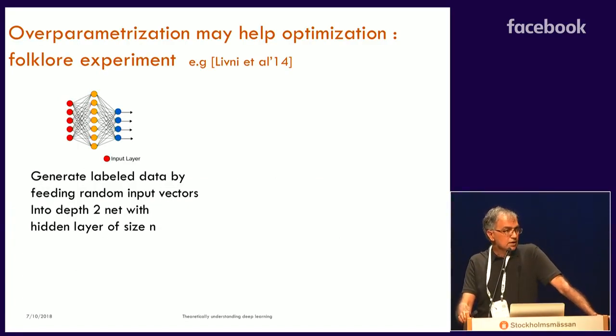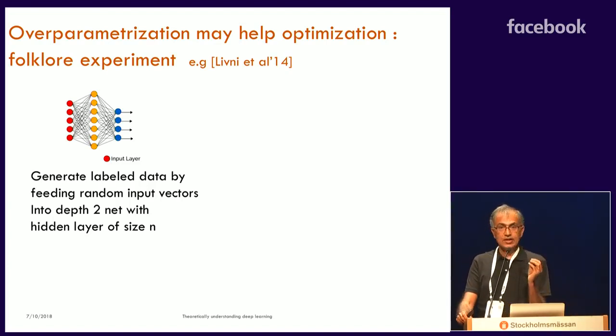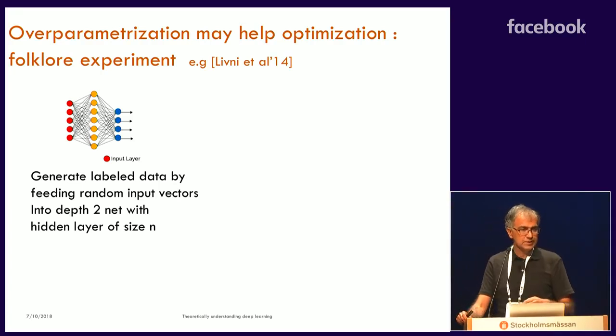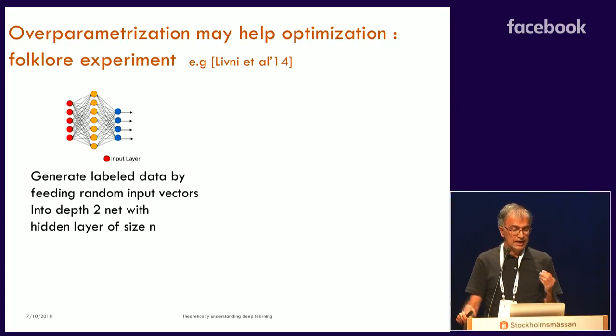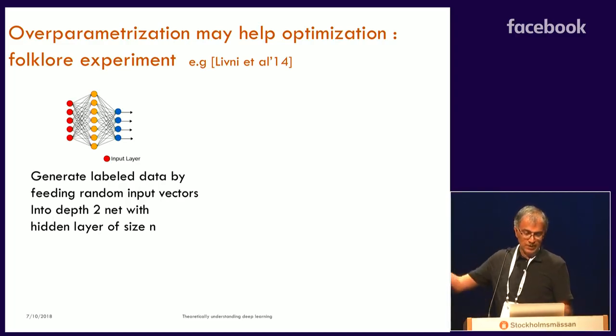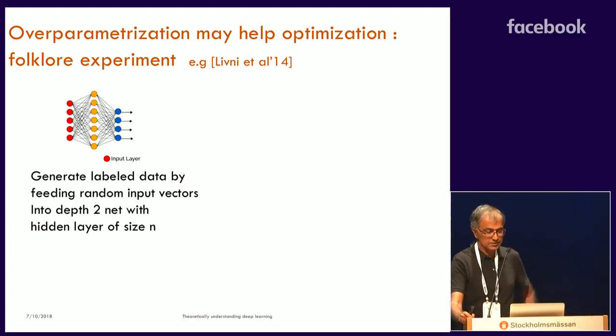Obviously the reason people are using it is that overparameterization seems to help optimization. And let me describe that help by a very striking example. This is a folklore experiment that probably many deep learning people have done, and I know about it from a paper of Livni et al. It's a very simple experiment.